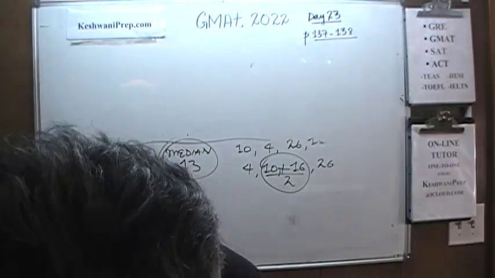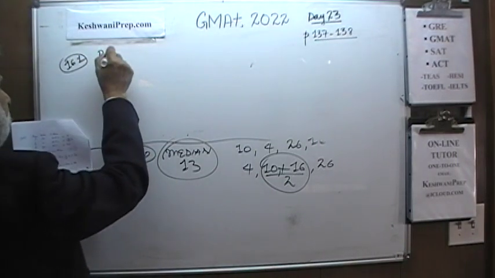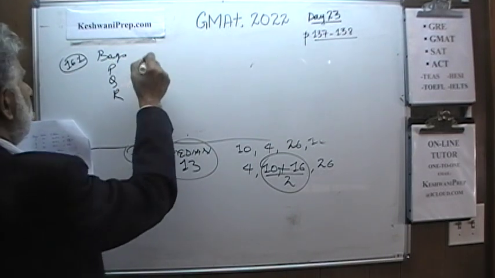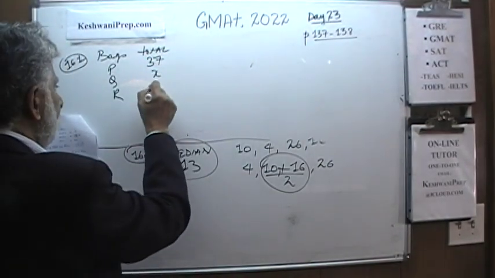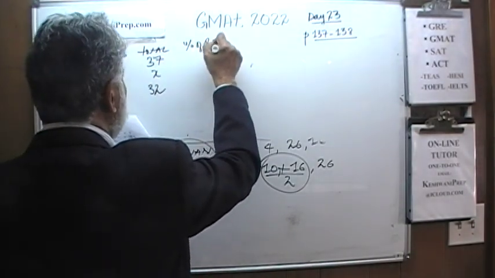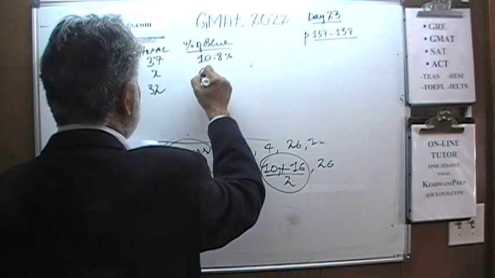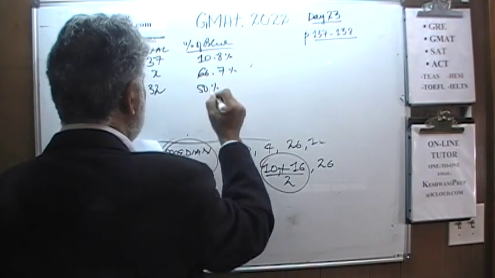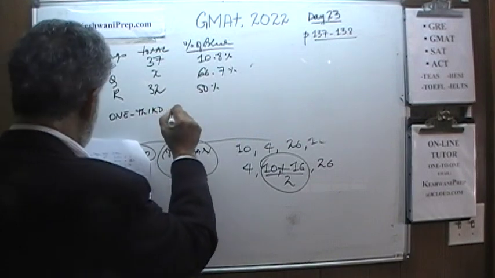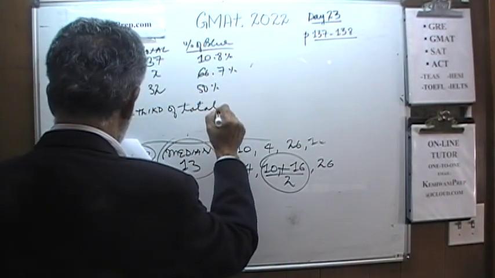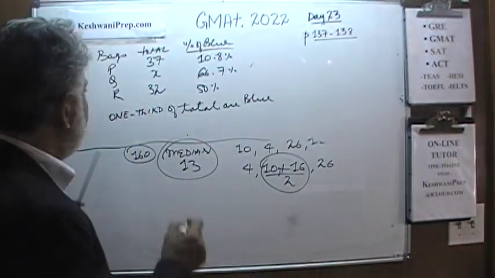Number 161. In 161, we are told that we have three bags, P, Q, and R. And we are told the total number of marbles that we have in the bags are as follows, 37, X, 32. And this is the percentage of blue marbles. Percentage of blue marbles is 10.8%, 66.7%, and 50%. We are further told that one third of the total marbles are blue. The question simply is, how much is this X?